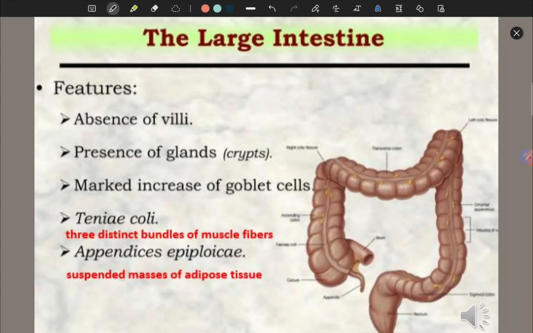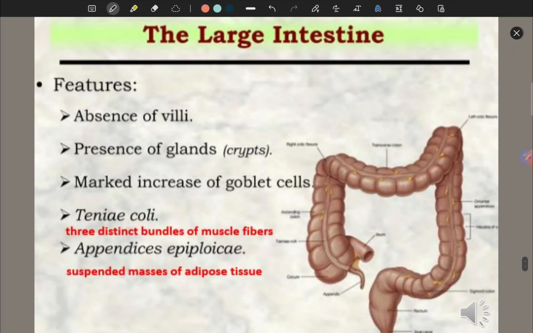We have a marked increase of goblet cells. We have two other features, taenia coli and appendices epiploicae. These are anatomical variations rather than histological variations, because we can see them with the naked eye, not only histologically. So this must be an anatomical variation.